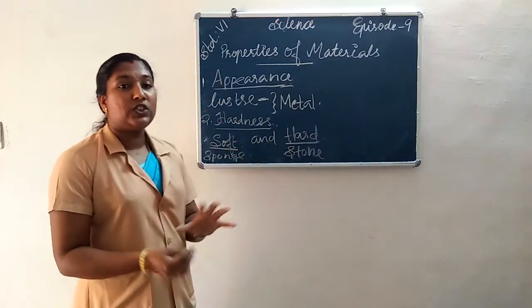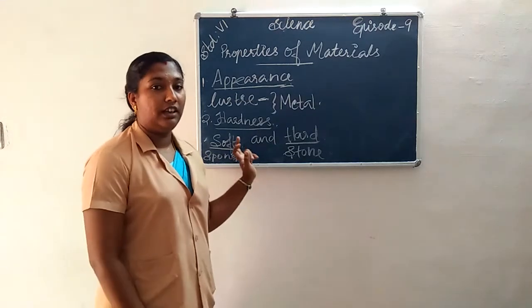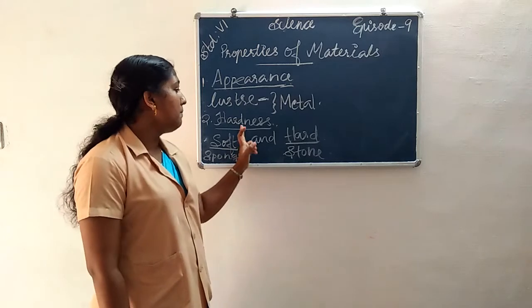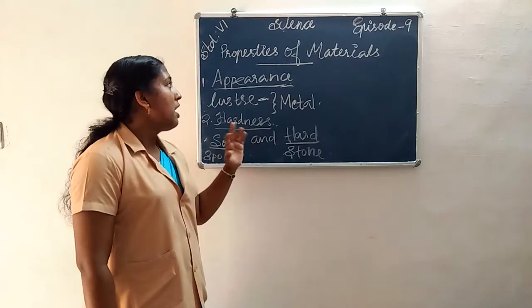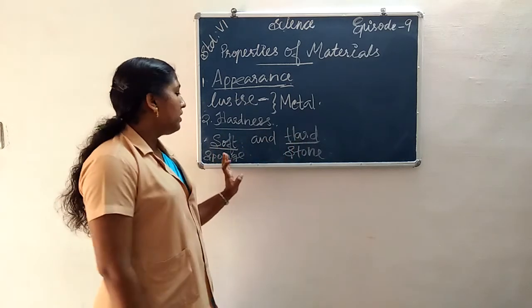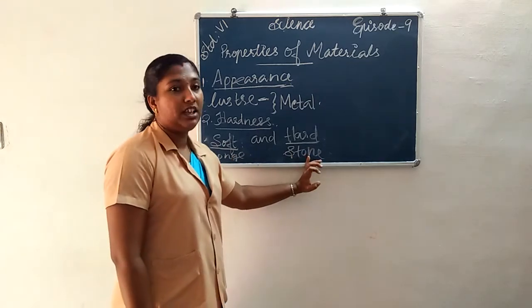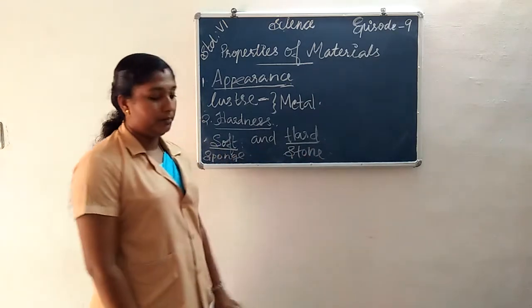Then the sponge can be compressed easily, so sponge is a soft material. On the basis of hardness, materials can be grouped into soft and hard. For soft material, sponge is an example. For hard material, stone is the example.